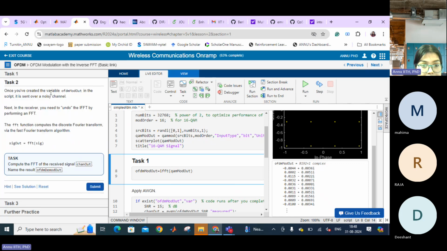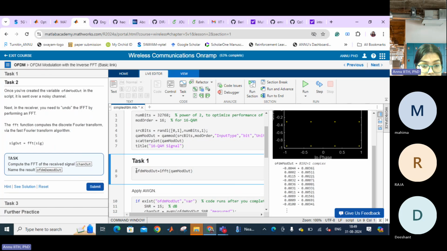Now, once we have created the variable OFDM mod out in the script, it is sent over the noisy channel. As we can see, that was sent to the noisy channel. In the receiver, you need to undo the IFFT by processing the FFT. The FFT function computes a discrete Fourier transform. So this is sig out FFT.